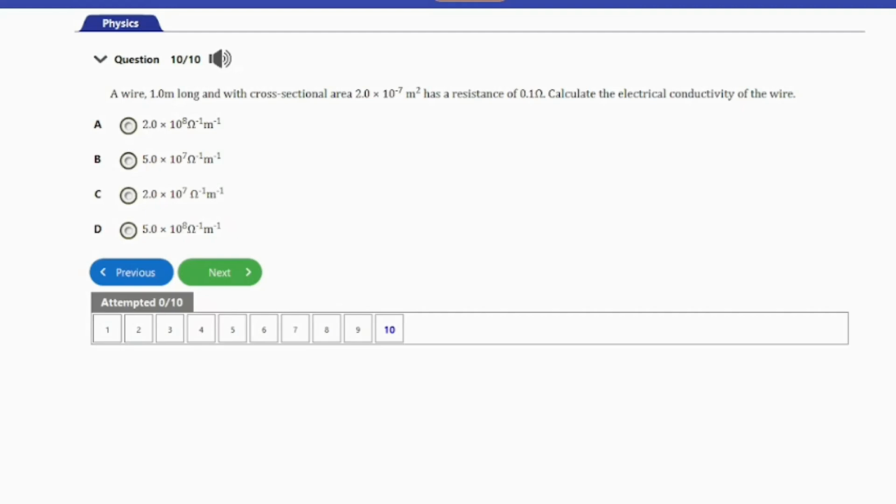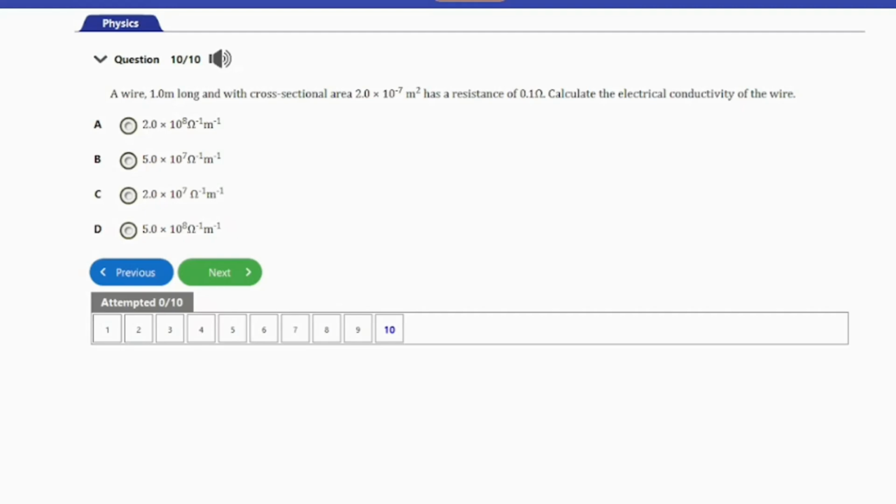So guys, actually we can just simply say that conductivity is length over resistance times area, since it's the inverse. So if resistivity is resistance times area over the length, then conductivity is length over resistance times area. So the length of the wire here is given to be 1 meter. Then this will be divided by the resistance times the area. So the resistance is 0.1 ohm and the cross-sectional area is 2.0 times 10 to the power of negative 7.